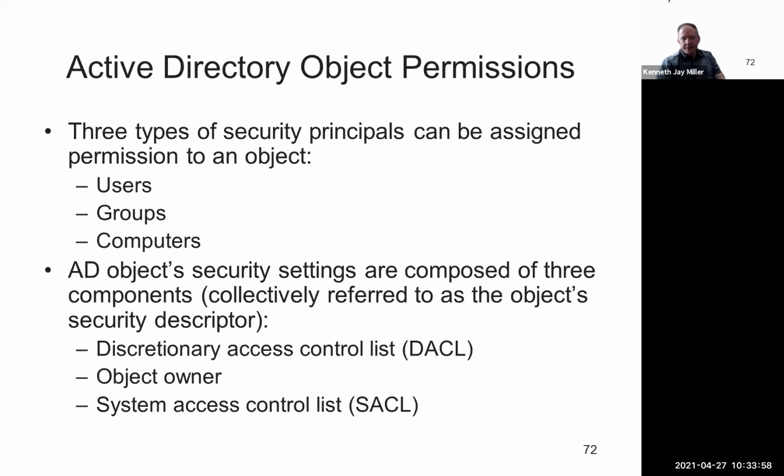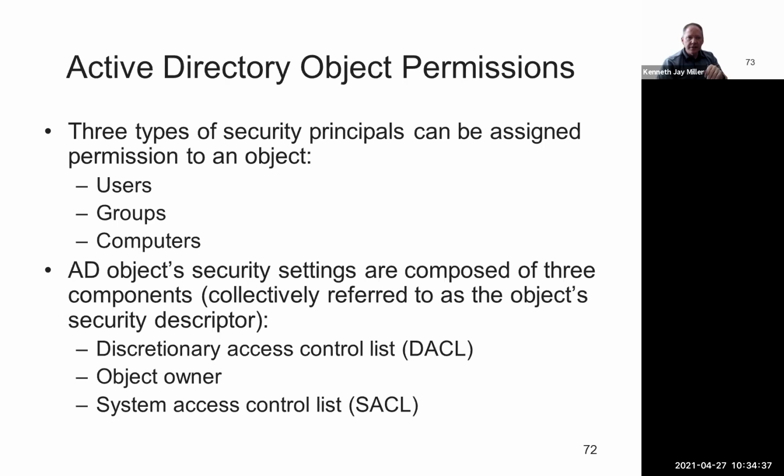Object permissions: the 3 security principals that can be assigned permissions are the users, the groups, and the computers. Now, the security settings are composed of 3 components. These are referred to as the object security descriptor. And you've probably seen some of these terms in the Security Plus material. We have the discretionary access control list. The object owner has certain permissions. Well, they have all permissions actually. And then the system access control list.